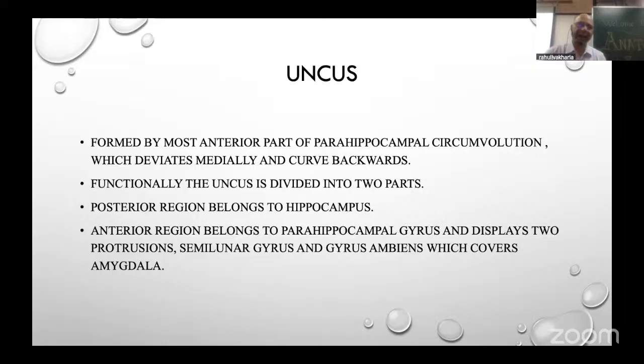The next part of the limbic system would be the uncus. The uncus is formed by the anteriormost part of the hippocampus, and it is functionally divided into two parts. The anterior part belongs to the parahippocampal gyrus, and the posterior belongs to the hippocampus proper.